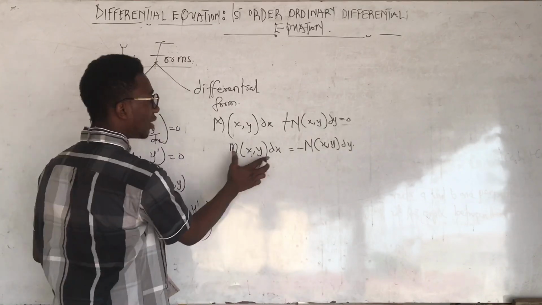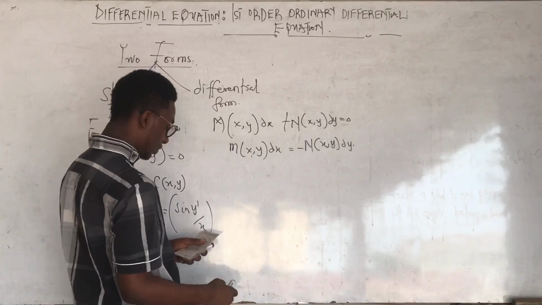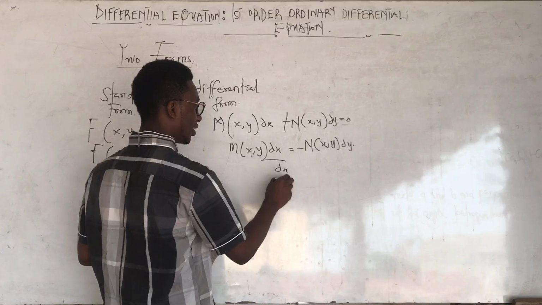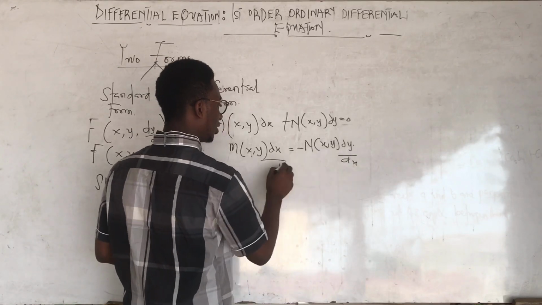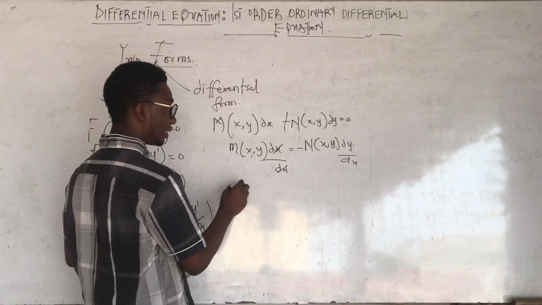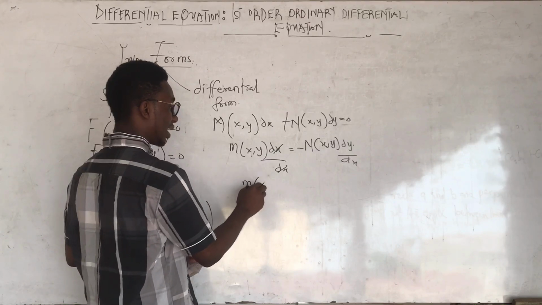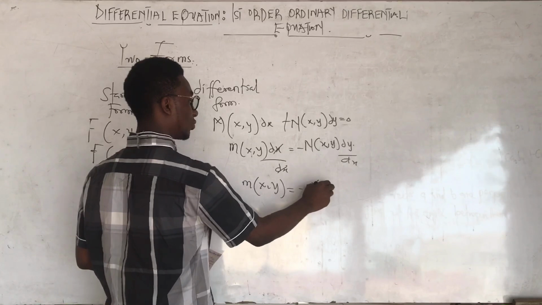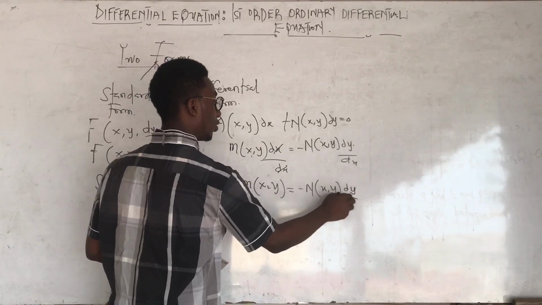And after that, you have to make dy and x the subject of the equation. So now, when you divide here by the x, the x will take the x away. So you get what? M of x y, which is equal to negative n of x y dy over dx.